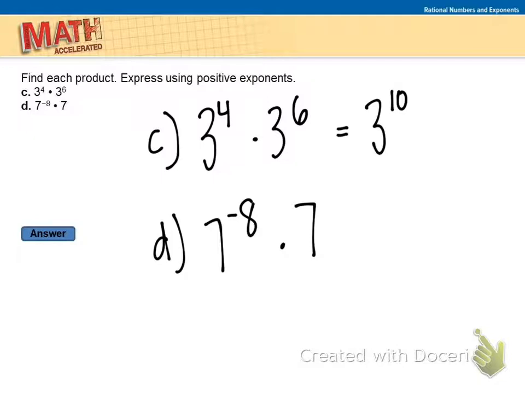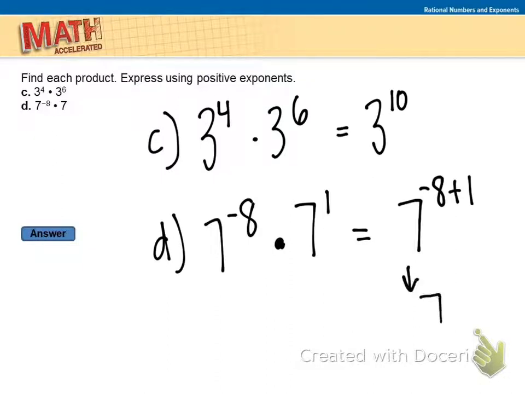Well, the first thing we need to do is what? Put an understood 1 right there, so that we don't just think it's not there. So now what's our base, Sarah? 7's our base, right? And then what do we do to our exponent since we're multiplying? So if we add negative 8 plus 1, we're going to have to do what? What are we going to get?